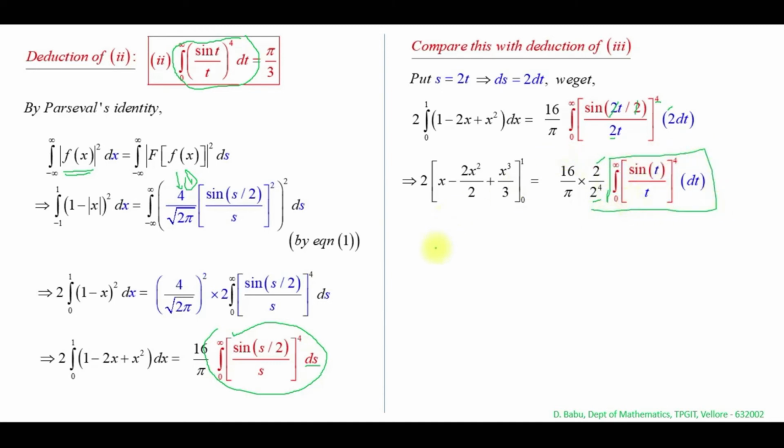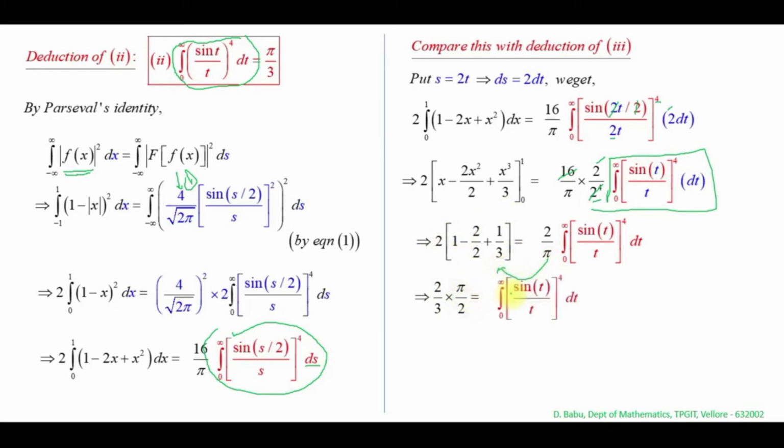So this implies limit 2 times 1 minus 2 by 2 plus 1 by 3. When x equal to 1, this is 1, this is 1, this is 1: 1 minus 2 by 2 plus 1 by 3, which is equal to, so 16 gets cancelled, 2 by pi integral 0 to infinity of (sin t by t) whole power 4 dt. This implies, after taking LCM, this is 2 by 3. So we bring pi by 2 to this side. So we get pi by 2 equal to integral 0 to infinity of (sin t by t) whole power 4 dt.